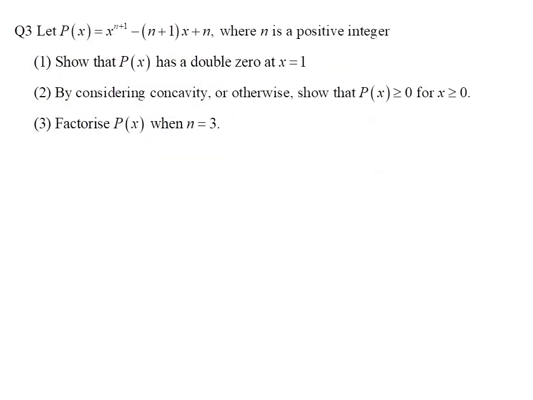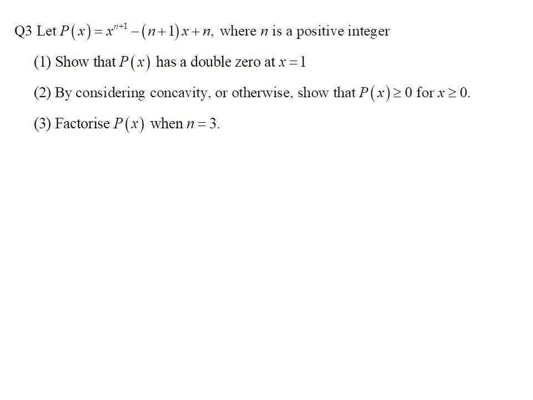Example 3 shows the polynomial function p(x) equals x to the power of n plus 1 minus (n plus 1) times x, then plus n, where n is a positive integer. There are 3 questions in this example. The first one is to show that the polynomial p(x) has a double zero at the value of x equals 1. The second question is to show that the polynomial p(x) is greater than or equal to 1 when the variable x is greater than or equal to 1.